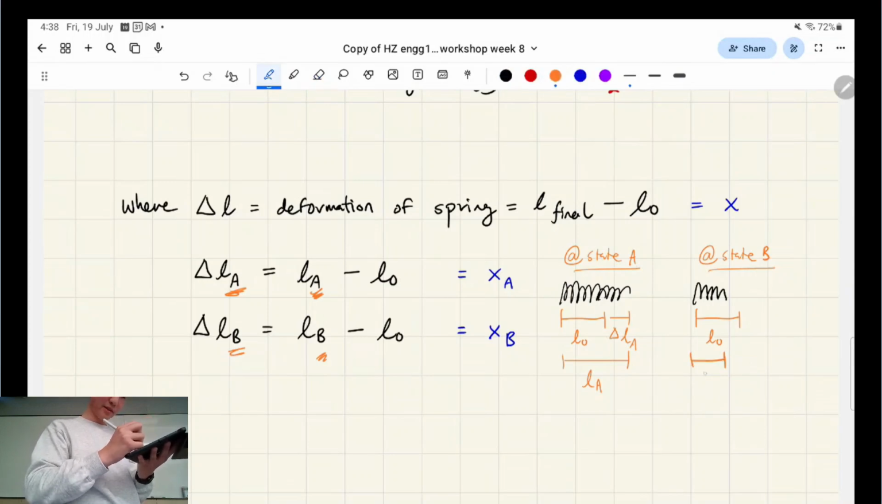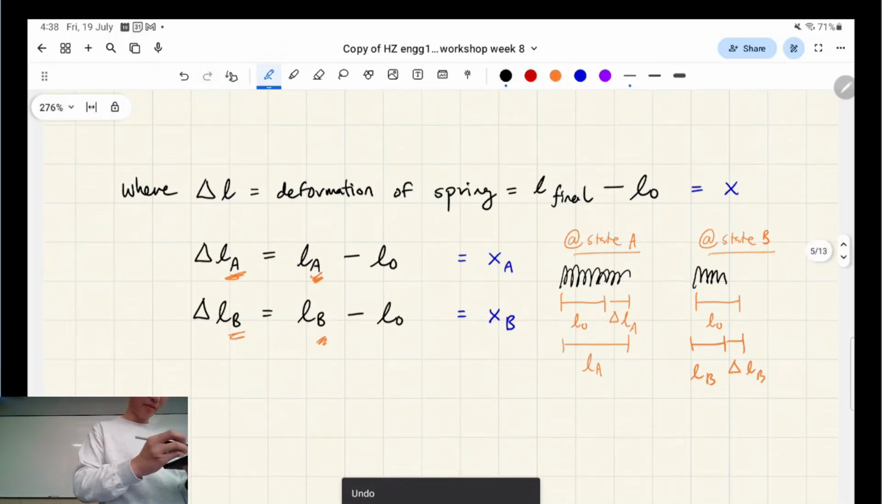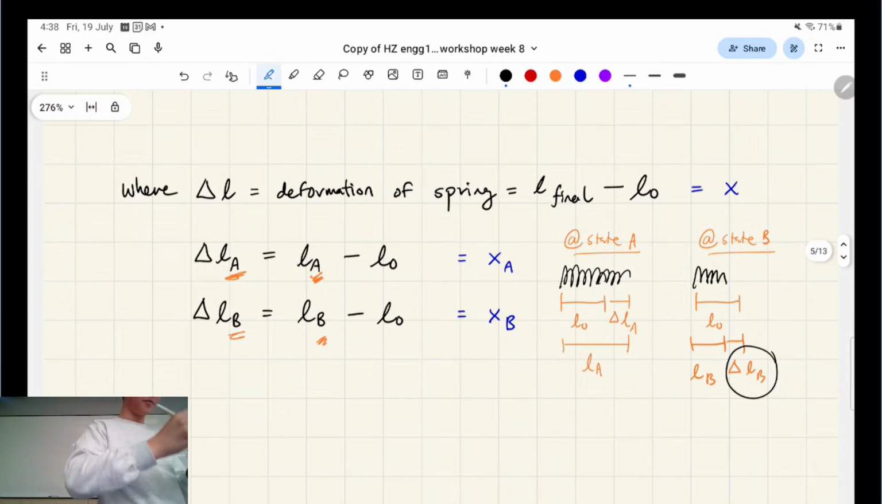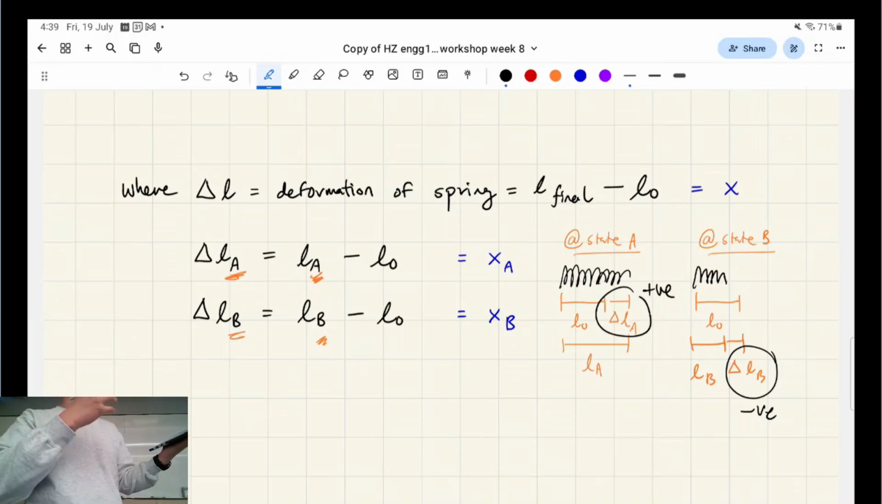Then this is going to be LB, and this is going to be change in LB, right? So how much it's moved from that original position. In this case, it's compressed, so that's going to be change in LB. If it's compressed, then our change in length is going to be a negative number. But if it's stretched, then that change in length is going to be a positive number. So even though it's a length, the change in length can be a negative value, right?